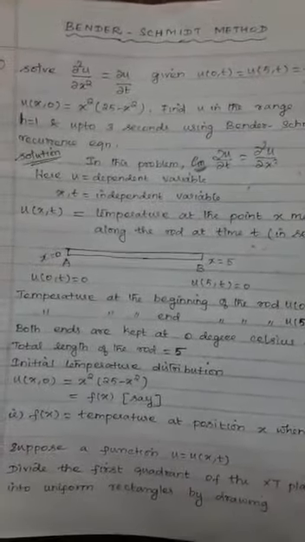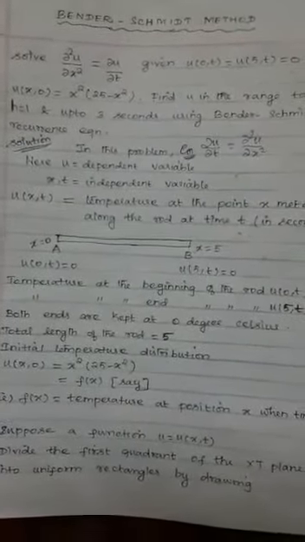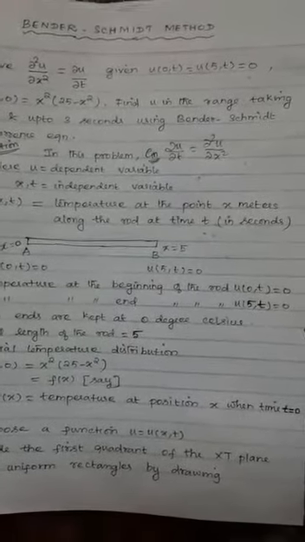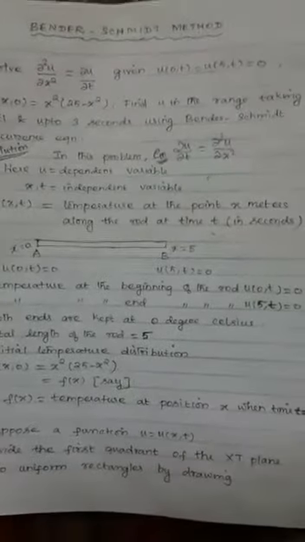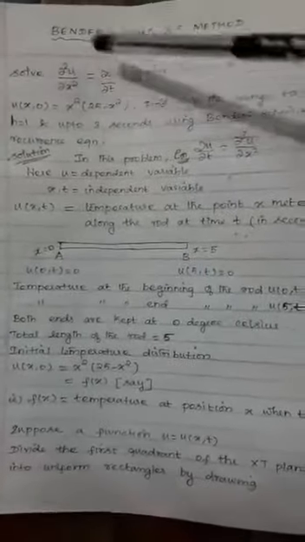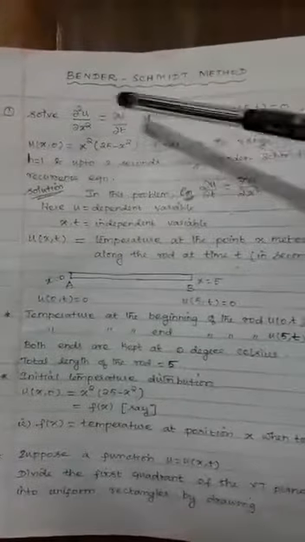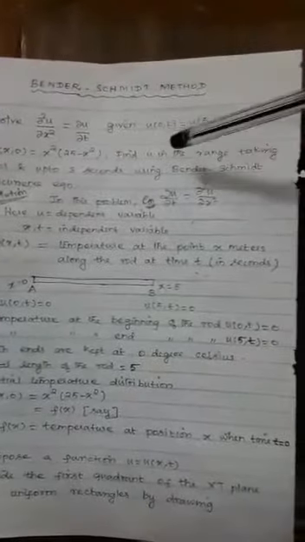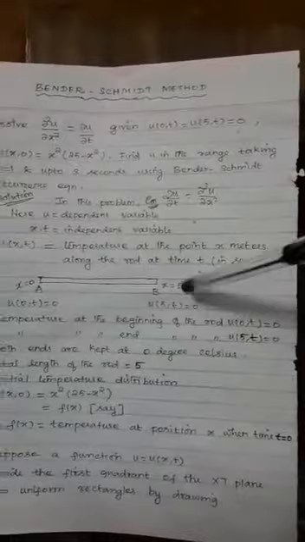Bender-Smith method is applied only for the one-dimensional heat equation. We know that the heat equation is a partial differential equation which describes the distribution of heat in a given region over time. The given equation is ∂²u/∂x² = ∂u/∂t. Here u is a dependent variable, x and t are independent variables. Therefore, u(x,t) is the temperature at a point x along the rod at time t seconds.